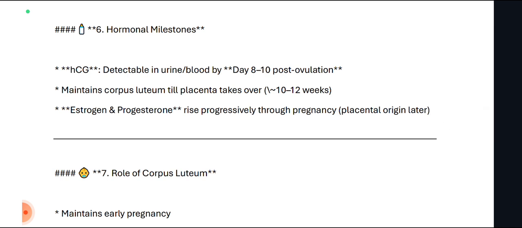Okay, so what are the hormonal milestones which a female achieves when she gets pregnant? HCG is detectable in urine or blood by day 8 to 10 post ovulation, and this is responsible for maintenance of corpus luteum till the placenta takes over, which is around 10 to 12 weeks. Estrogen and progesterone rise progressively through pregnancy, and the placental origin of these hormones comes later.